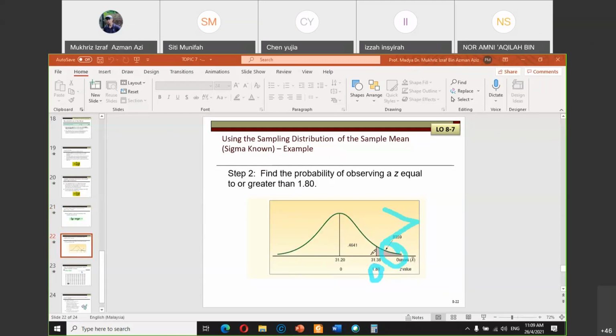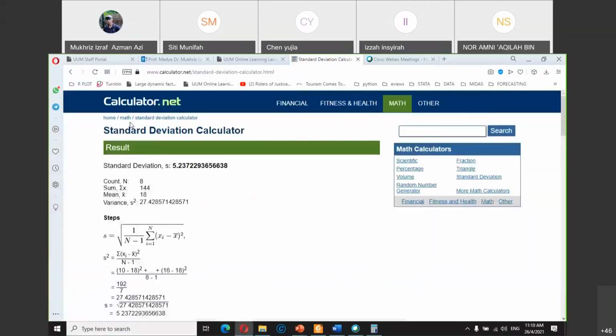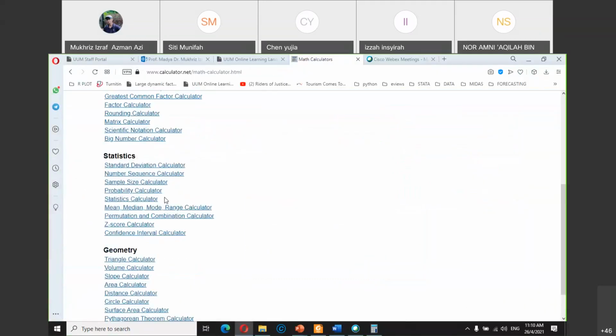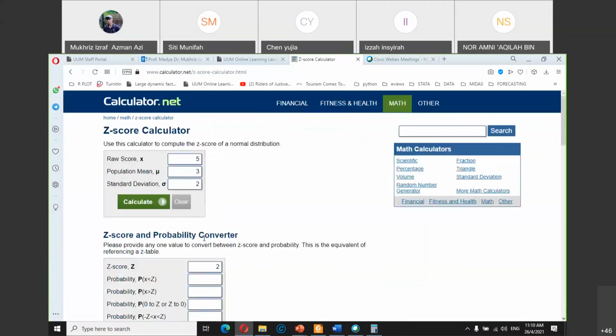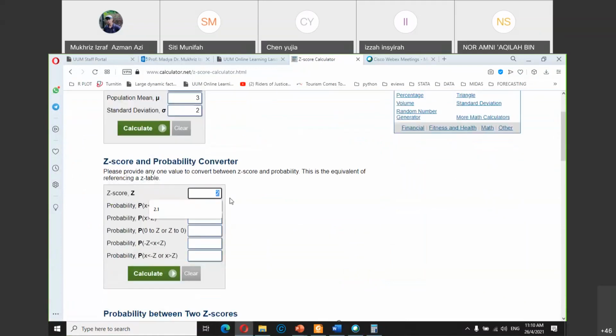Your table only gives you the area in yellow here, so you need to deduct from 0.5. Your table only gives you 0.4641 based on 1.8. From there you can calculate the area on the right side, or alternatively use the online calculator as well, the one that I use from this website, the Z-score calculator. You can just put here 1.8.